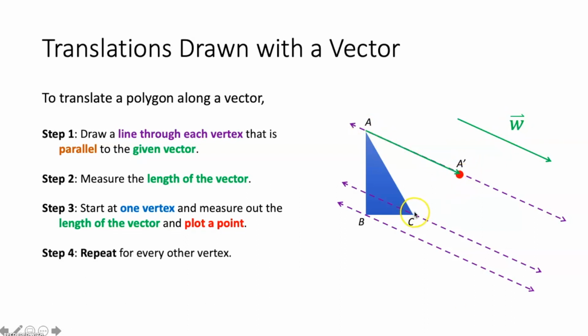C prime. We're going to do the exact same thing. We measure the magnitude of vector W, the length of vector W, and we measure out that same distance here. And we put our C prime, the image of point C after it's been translated along vector W. Same thing with point B. We go ahead and measure that distance, the magnitude of vector W, and we put that point that distance away from its pre-image point B, and that's going to be where B prime is, the image of point B after it's been translated along vector W. We then connect A prime, B prime, and C prime, and we have our translated triangle A prime, B prime, C prime, the image of triangle ABC after it's been translated along vector W.